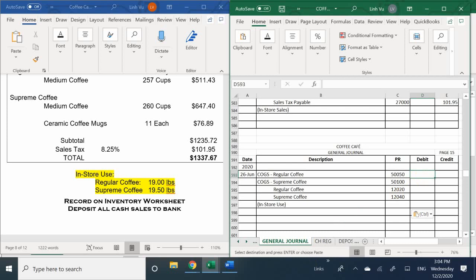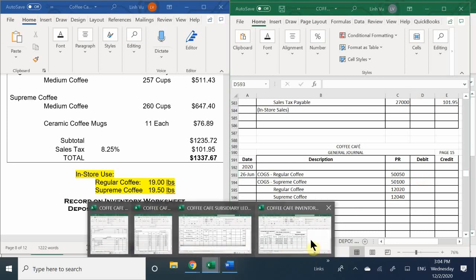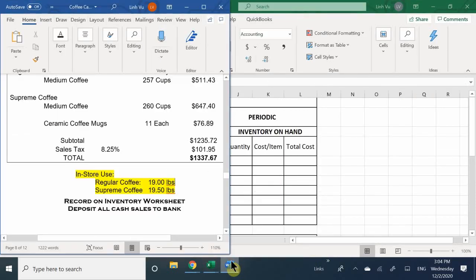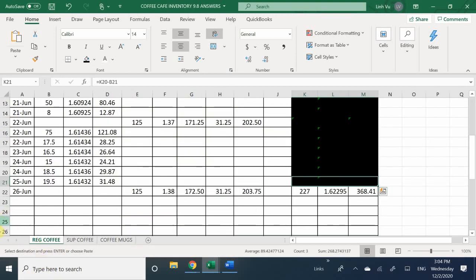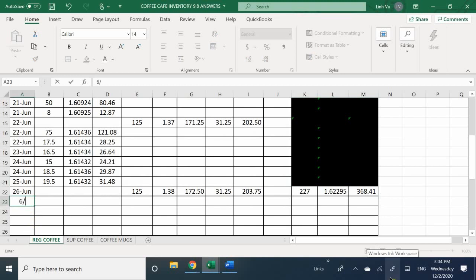Okay, so now that we did that little shortcut there, let's go to our inventory to figure out our numbers to plug in. Let's take a look at how much of each. So 19 for regular and 19.5 for supreme. Okay, so we're going to start with our inventory worksheet for our regular coffee. We are going to put the 19 pounds down, at the 1.62, at our average cost.